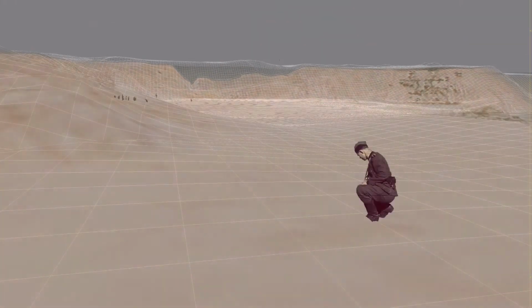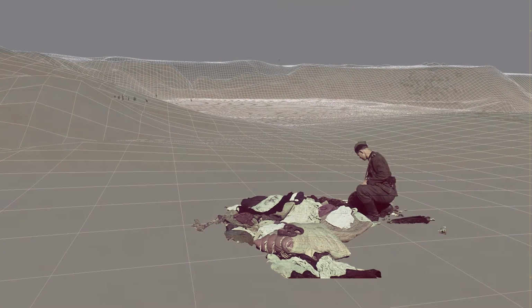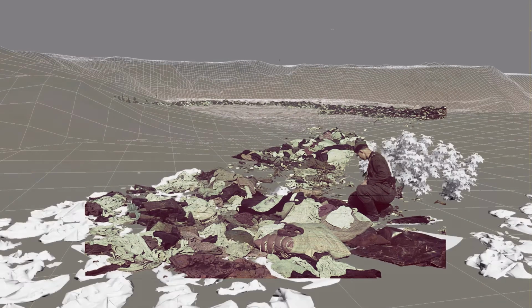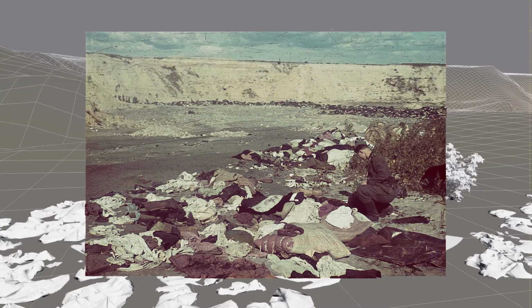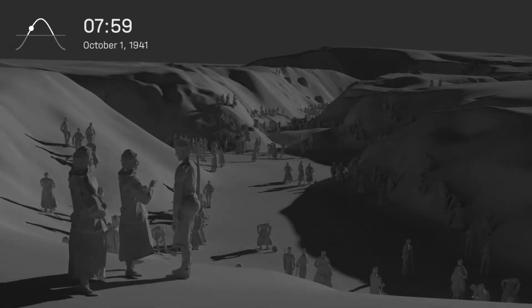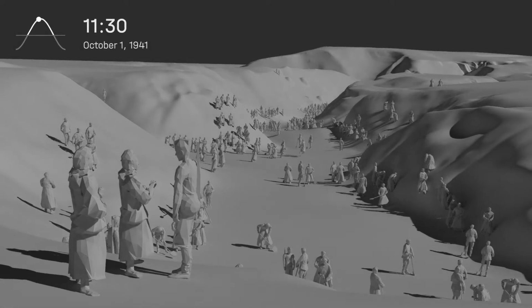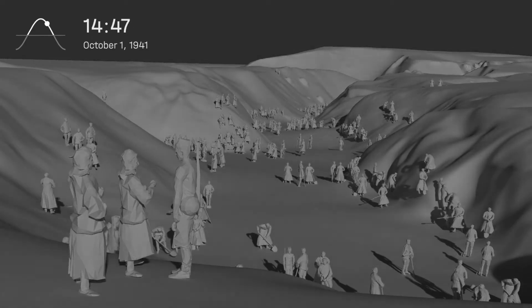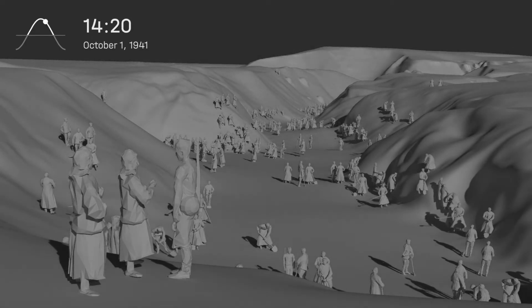Each located scene is populated with 3D modeled people, clothes, plants, and other important details that were a part of the historical narrative. The analysis of shadows within the 3D scenes verified the locations of the photos and helped us to find the exact times when they had been taken.